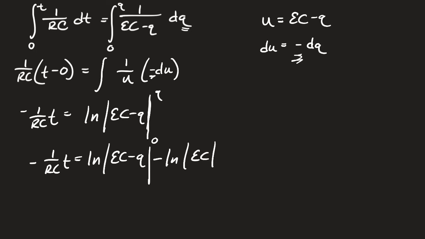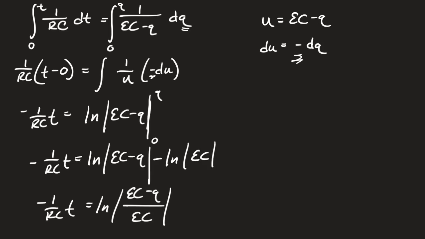So there we go. The right side, we know we can write this as a quotient. So I'm going to go ahead and do that. EC minus Q over EC. I'm leaving those absolute value bars in there. That way everybody's happy. The left side is still 1 over RC times T.